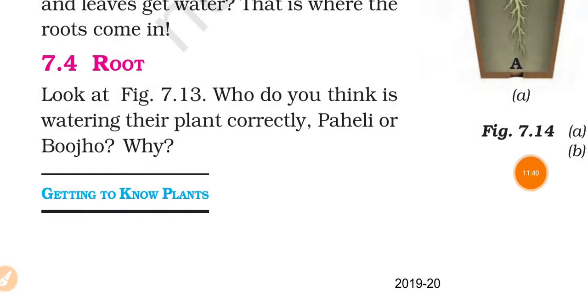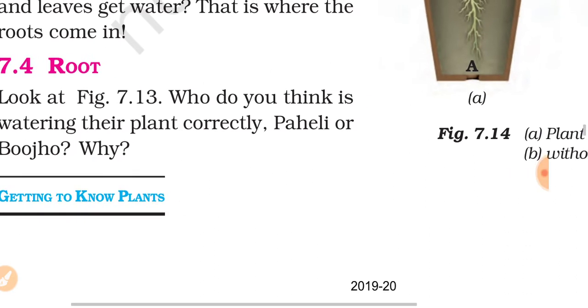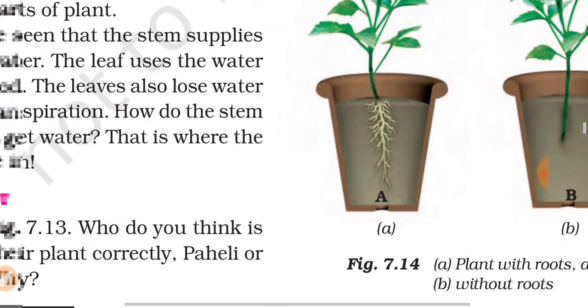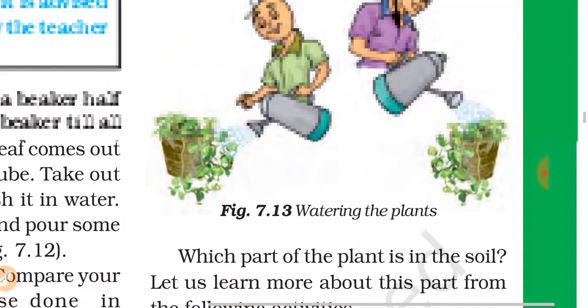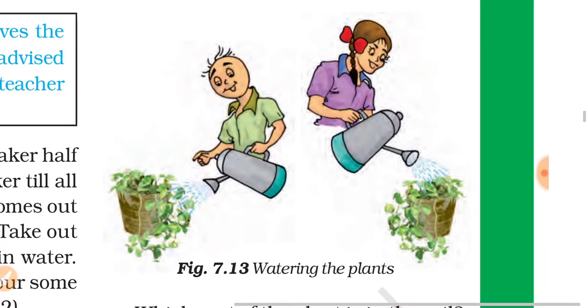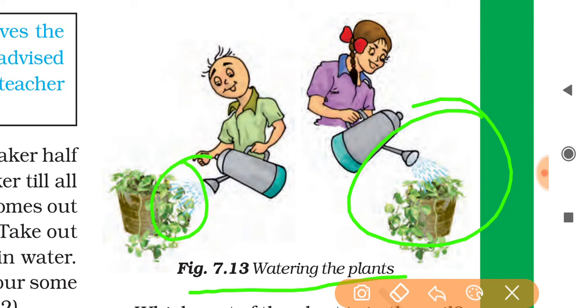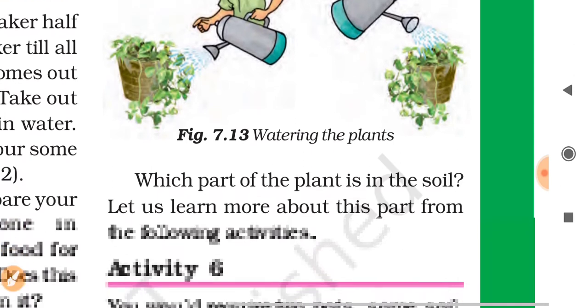Look at figure 7.13. Who do you think is watering their plant correctly, Paheli or Pujo? Why? You have to see 7.13. They are both watering the plants, and who is doing it correctly? You can easily see that Paheli is doing it right because she gives water to the roots. If you give water directly to the leaves, it will not be taken up by the plant.